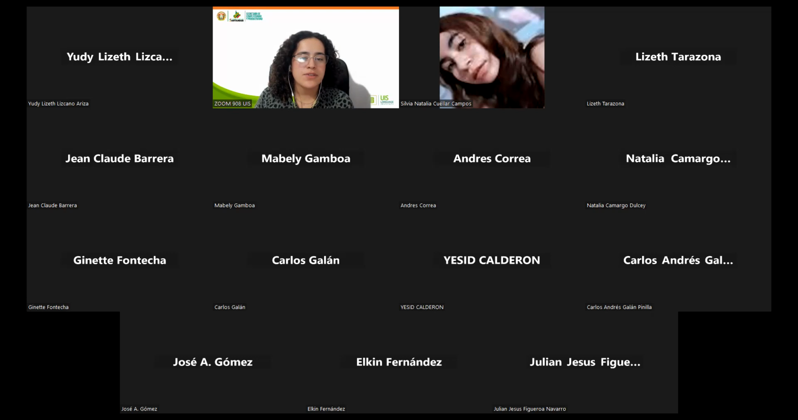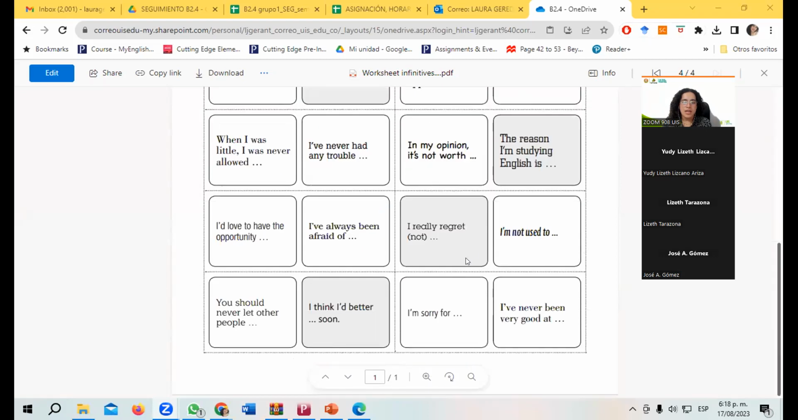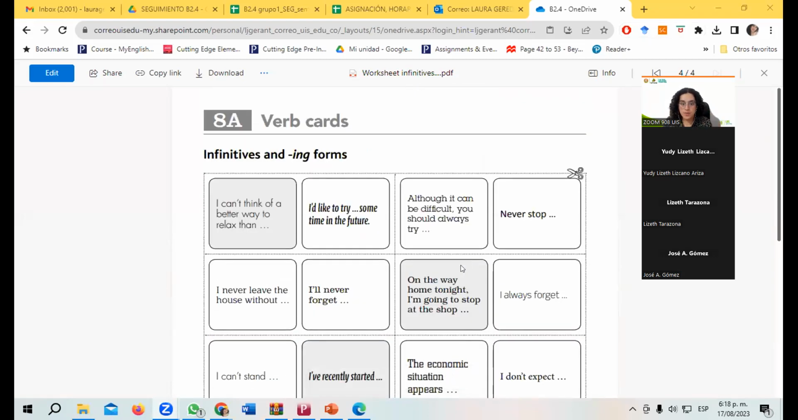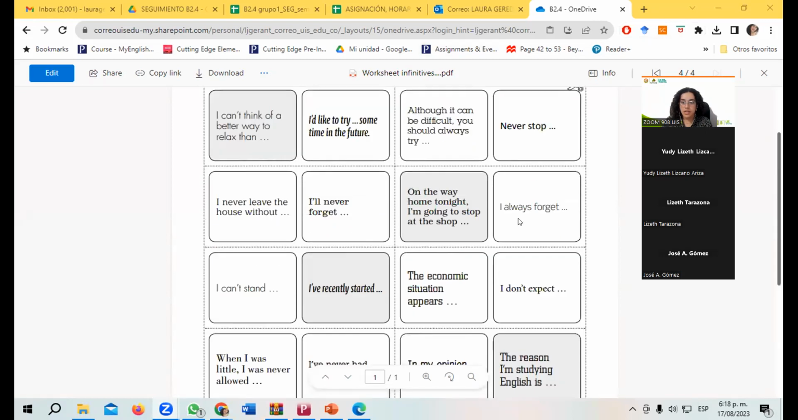So the idea is for you to complete the sentence using either the infinitive form or the ing form, okay? It depends on the sentence. Yes, reading a book, sleeping, it's correct. So that's what you need to do. You're going to work in groups. We have 24, I think, 24 sentences.